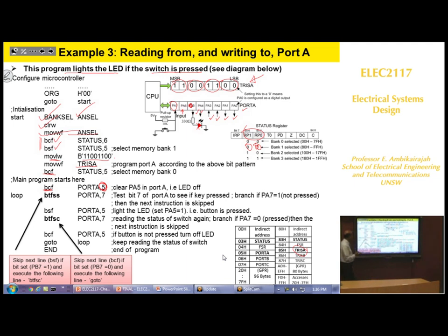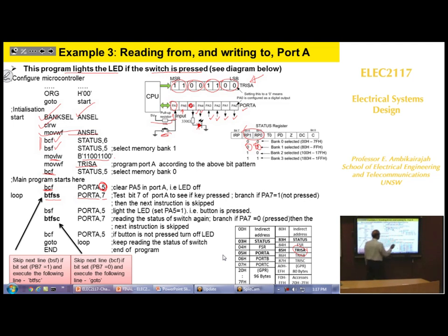If I read the bit, how do I read it? I say BTFSS PORTA, 7. So you go to port A, look at bit 7, and see whether that bit is set or not set. If it is set, meaning 1, this is not pressed. If it is 0, it means it's pressed. So that's what you are doing.